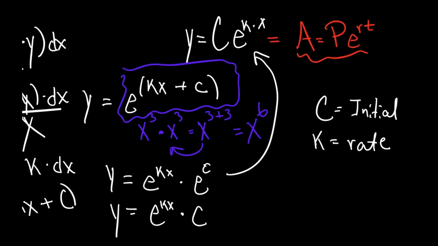Oftentimes, you'll see the X written as T, but in this case, I simply wrote it as X, but it will still represent time, right? And then Y is our after value, right? So this could be your value after a certain amount of time. So now that you understand how you get to your PERT equation from a proportional differential equation, we can work on some examples.